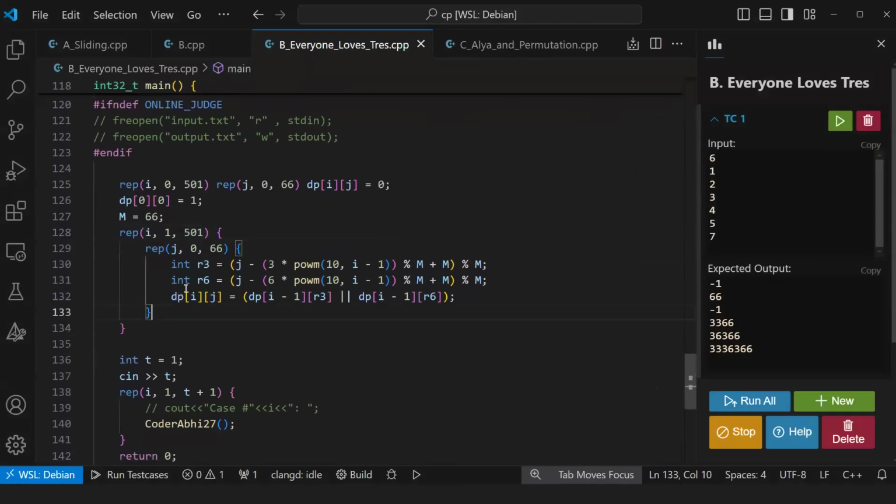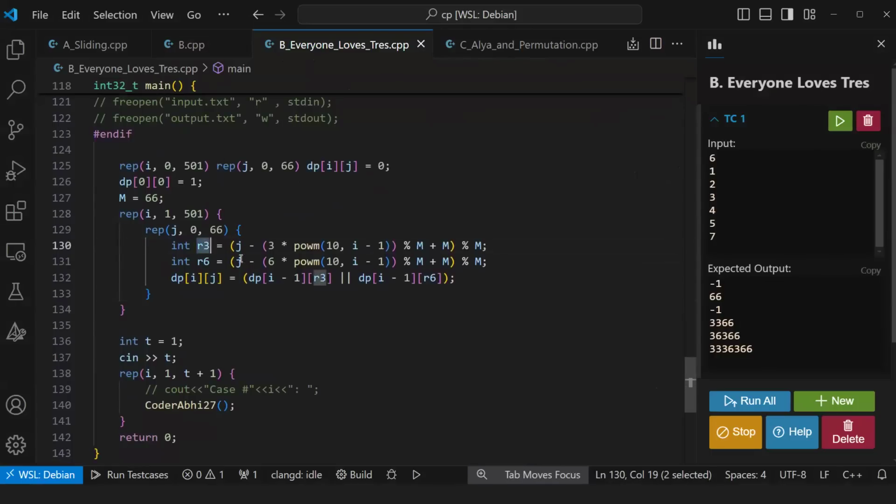Before the test cases, I only pre-computed. So R3 is the remainder, (j minus 3) times 10 to the power (i minus 1) mod m plus m. M is 66 here. And R6 is if I'm using a path through 6, then this. So DP of this or this.